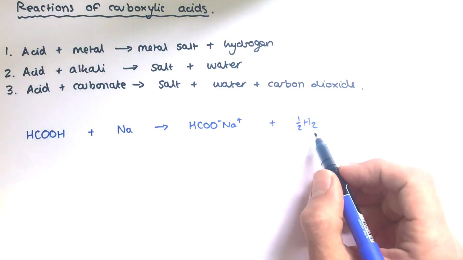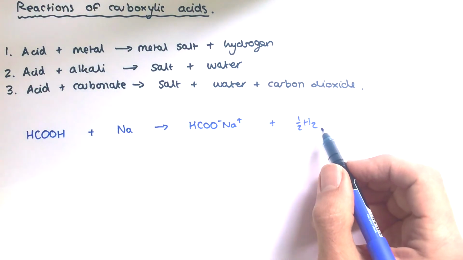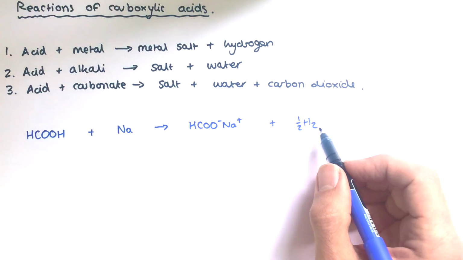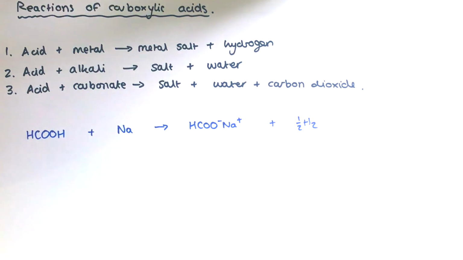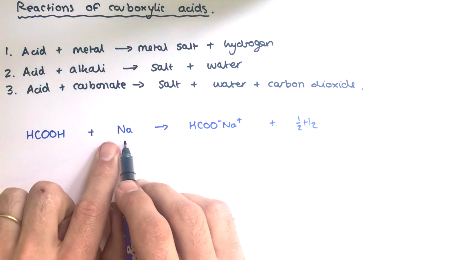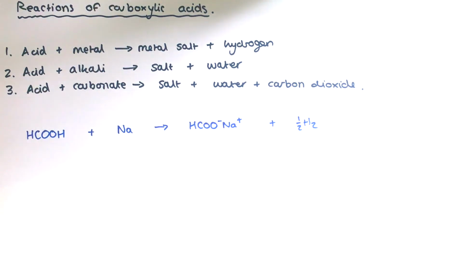So we can test the gas being produced here, collect the gas, lit splint, and then we get the squeaky pop test. So that's the first reaction. So we're going to need a pretty reactive metal to be able to react with our carboxylic acid here, because they're quite weak acids. You need something fairly high up in the reactivity series to do this.